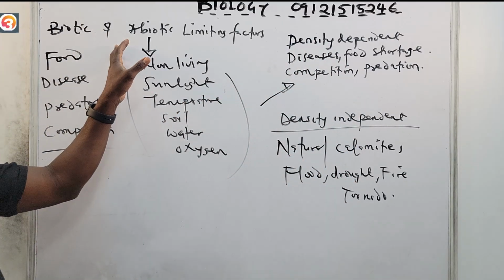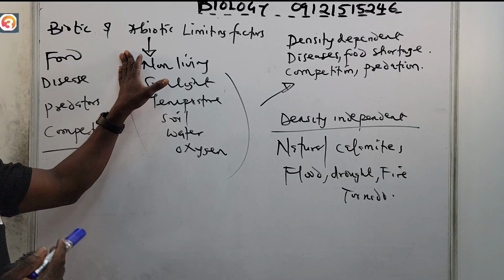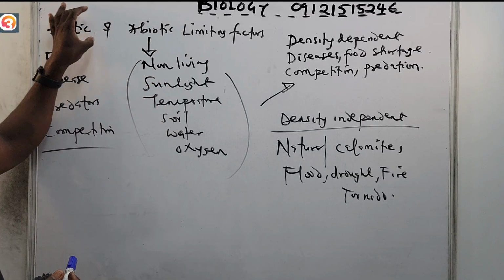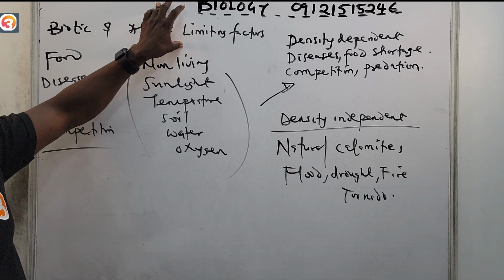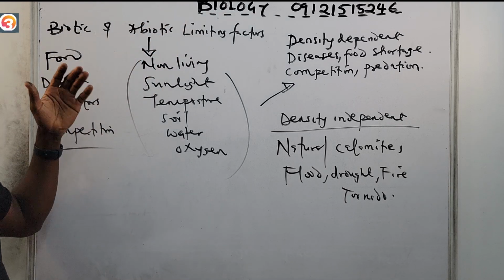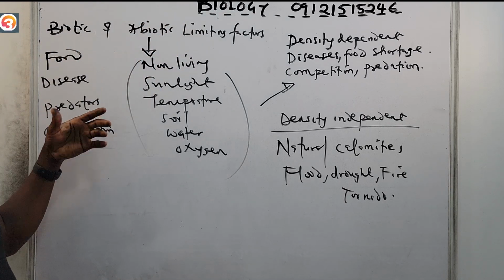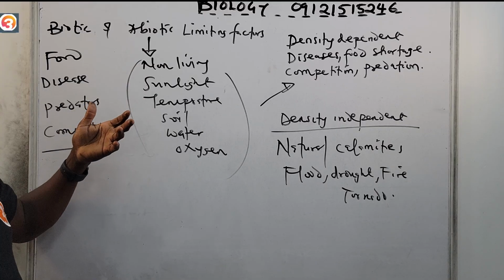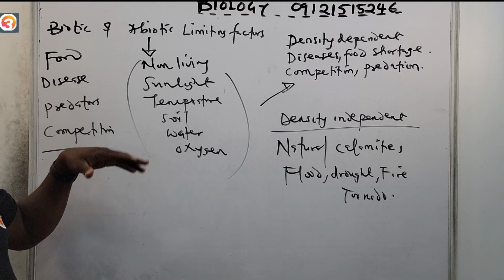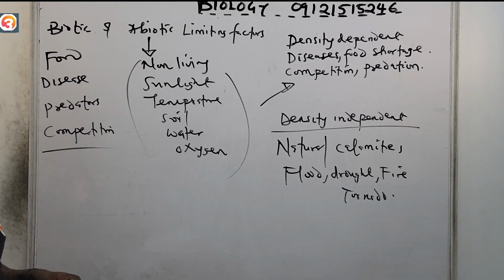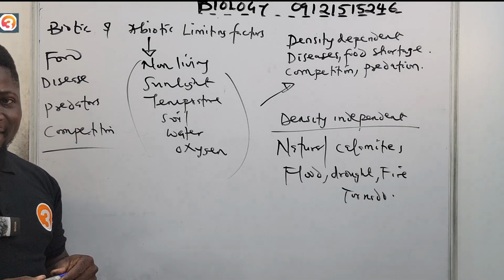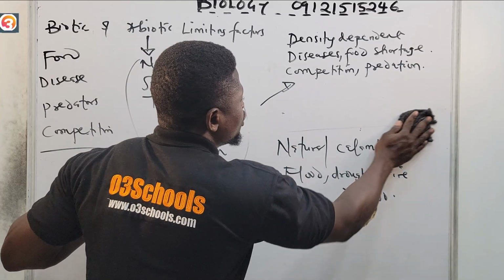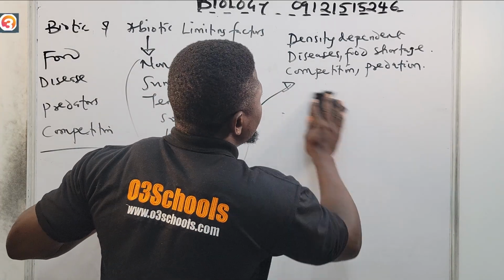I also said that limiting factors can be further spoken about in terms of biotic and abiotic limiting factors. The biotic are the living components, like food, disease, predators, competition, while the abiotic are non-living, such as sunlight, temperature, soil, water, oxygen, and the likes. Now that will take us to methods for conducting population studies.